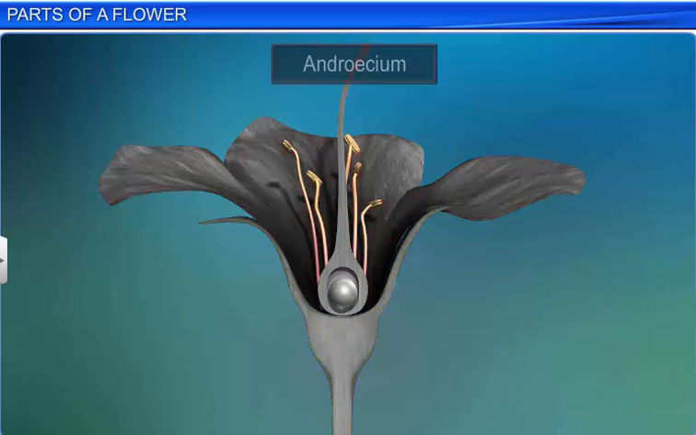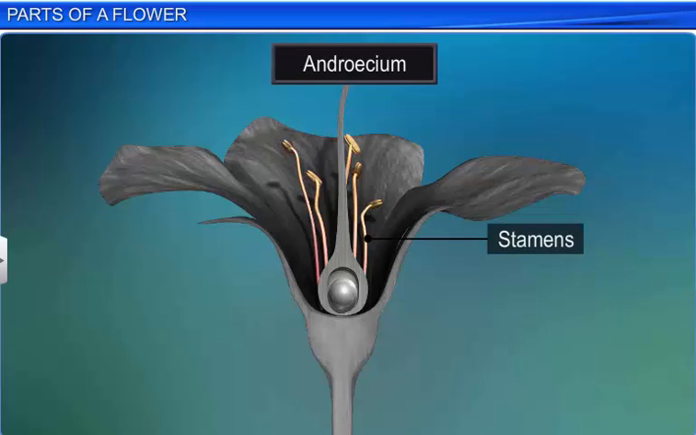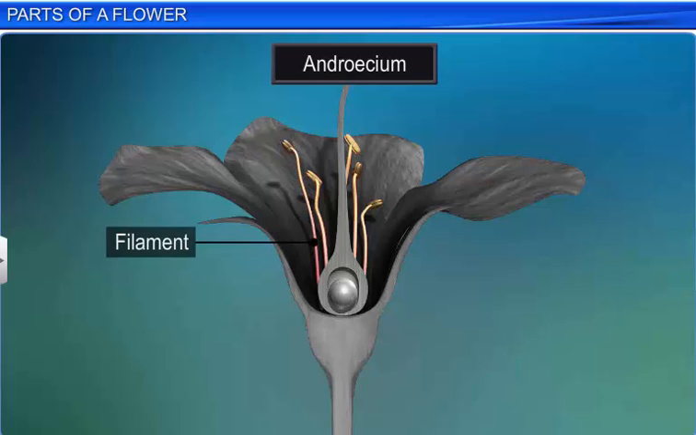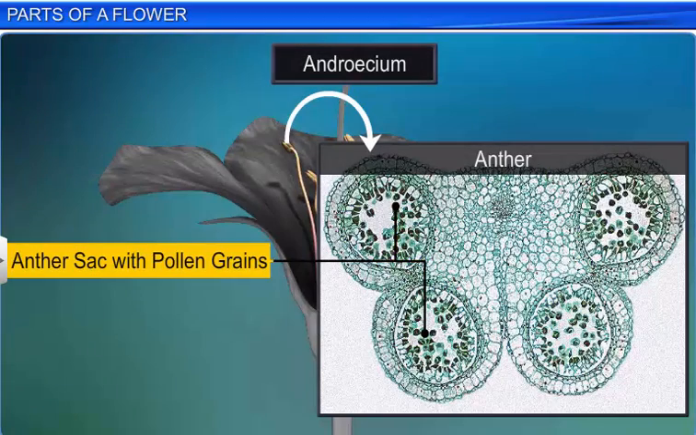Now let's learn about Androecium, the whorl inner to the corolla. The Androecium consists of stamens, which are the male reproductive organs of a flower. Generally, each stamen has a stalk called the filament and an anther at the tip. The anther usually has 2 lobes, each with 2 chambers, which are the pollen sacs. The pollen sacs contain pollen grains.